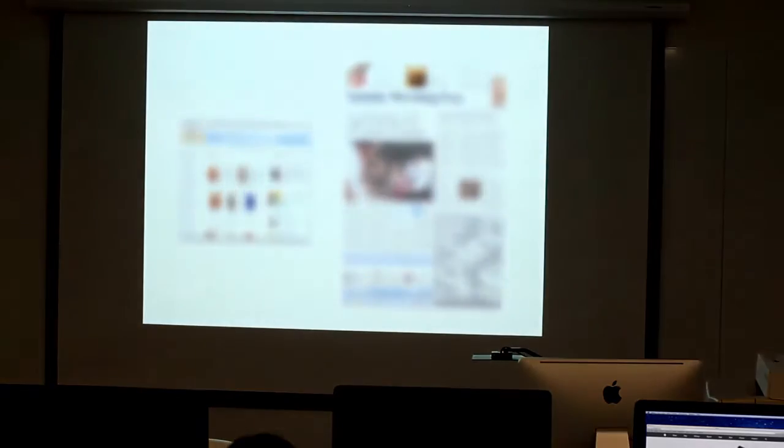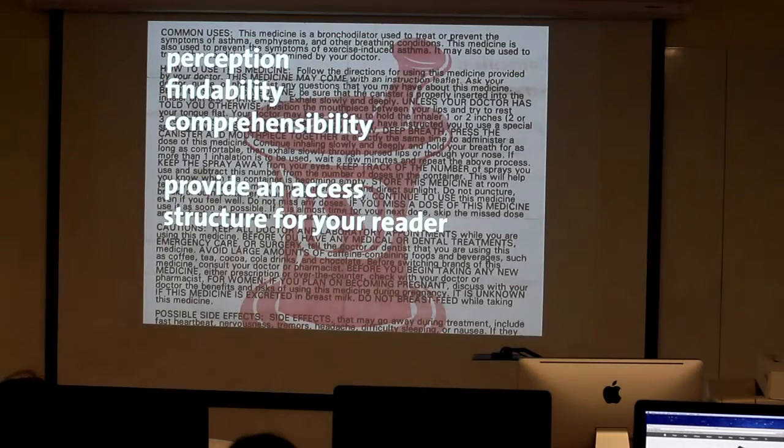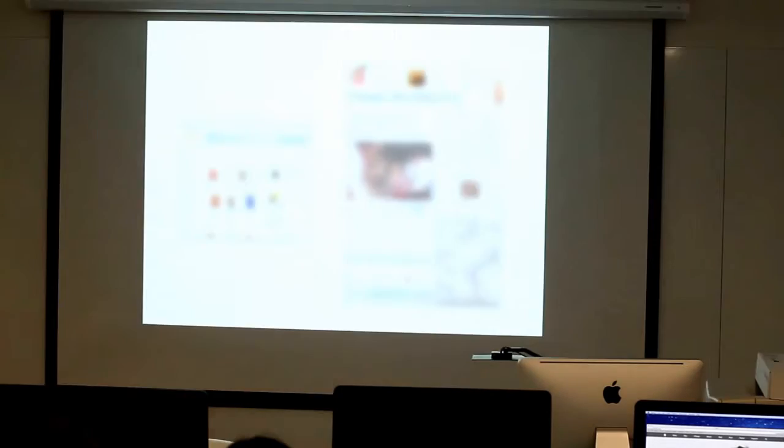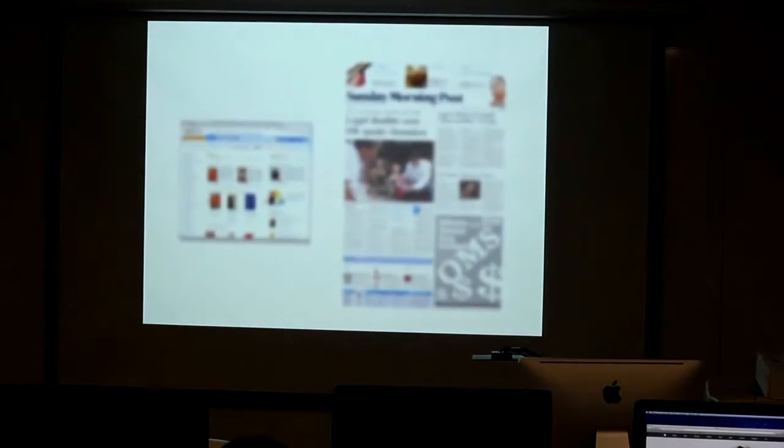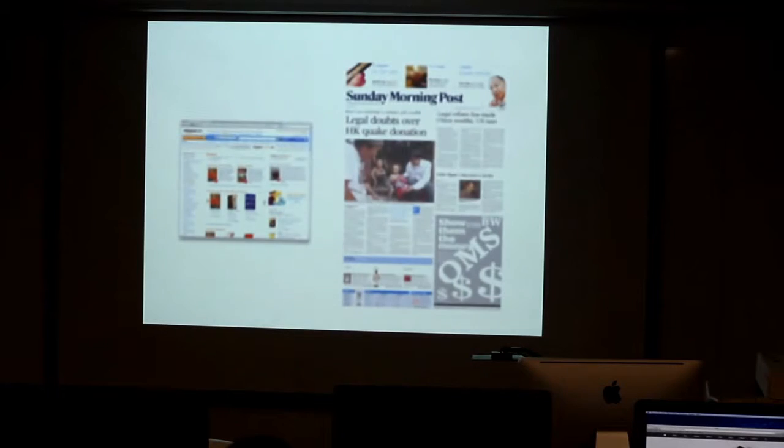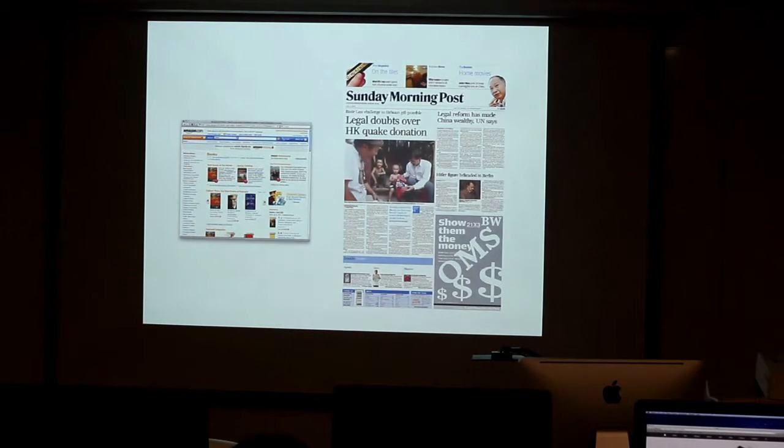So you need to provide an access structure for your reader through typography. That's the most important aim before you talk about anything about the aesthetics of how the text looks. Okay. And you recognize what it is. So with a clear access structure, you can quickly pick up on what genre this publication is, how to read this, how to find things, how to understand something.